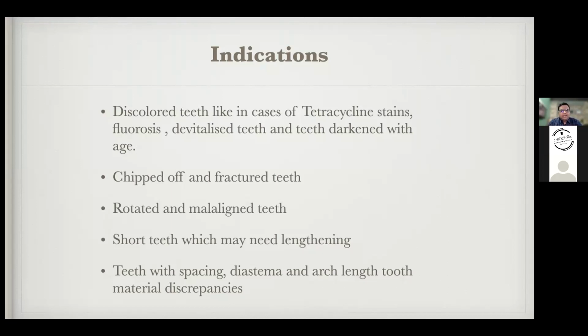So in discolored cases, like in case of tetracycline stains, in case of fluorosis, in case of devitalized teeth. When I say devitalized teeth, teeth which have been root canal treated. Today, we believe that doing a crown for an anterior and a root canal is an overkill. You don't need a crown unless you've lost all enamel. If there is enamel, please preserve the enamel and put a veneer on top.